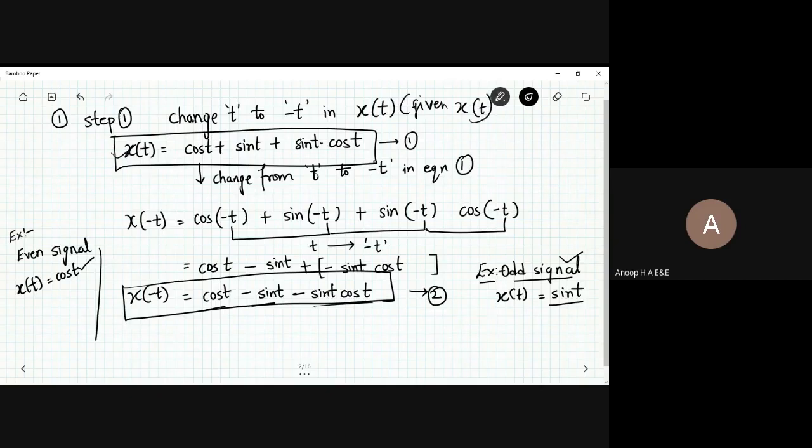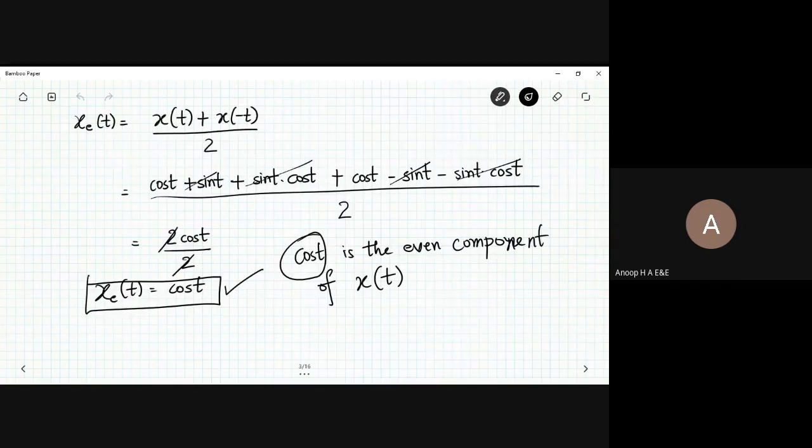You are going to find out, and next, changing t to minus t, you are going to get x of minus t. So first one is the even component. This is the formula for even component. So this is how you can find out the even component of the signal.